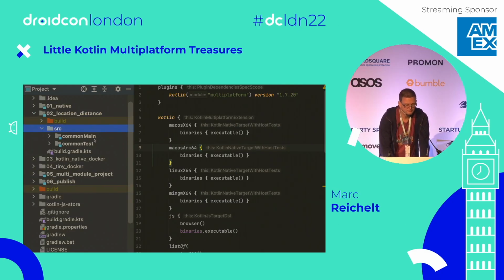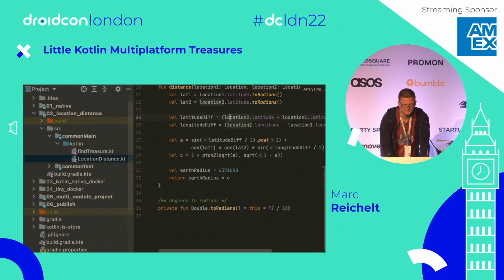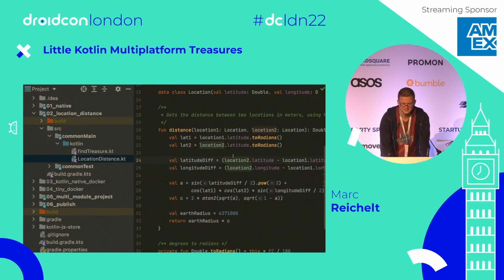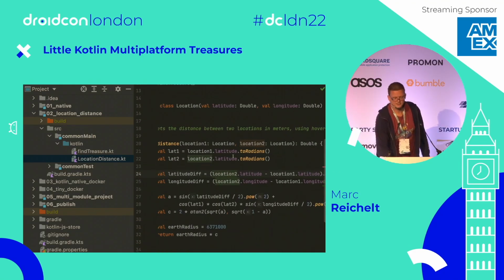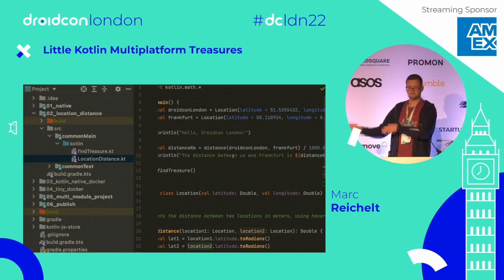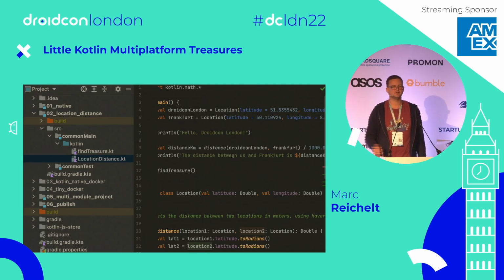So the first program was a little bit easy. So it was just a hello world function. So this one is actually computing the distance between 2 locations. So in this case, I'm actually computing the distance between DroidCon and my hometown, which is Frankfurt, which is going to be a little bit between 600 and 700 kilometers.